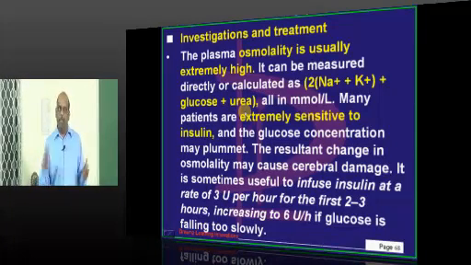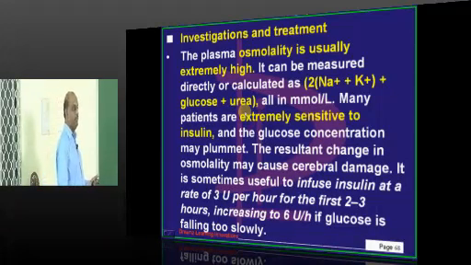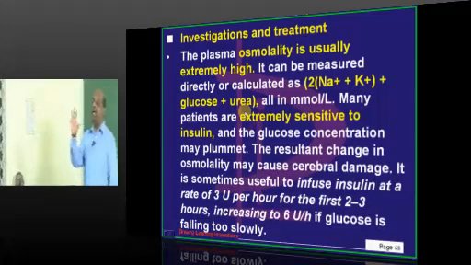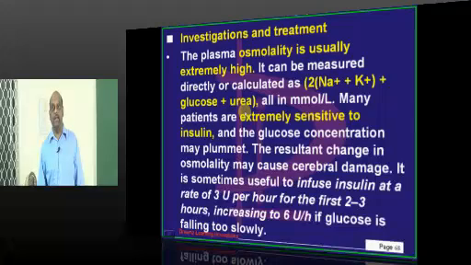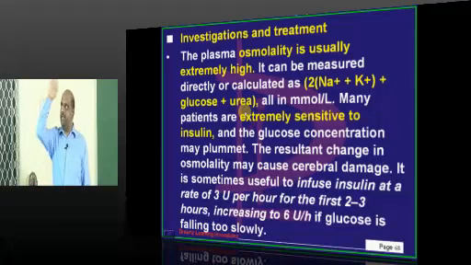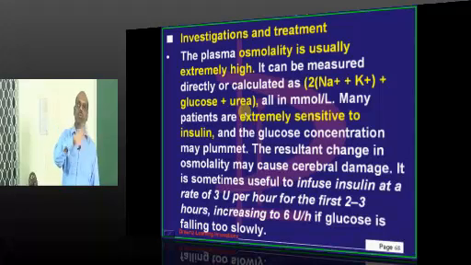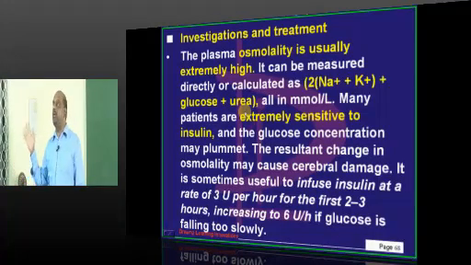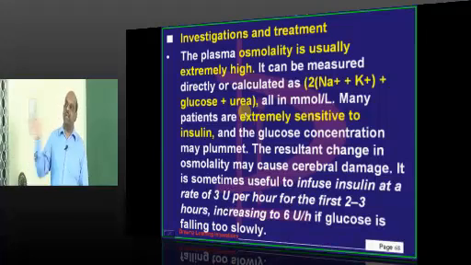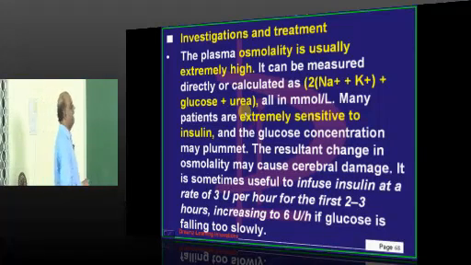And in these people, if you initiate insulin, there is a drastic fall of the glucose levels, as they are very, very insulin sensitive. That is the reason: don't be too aggressive in lowering the glucose levels in a patient with hyperosmolar hyperglycemic state. If there is a drastic fall of the glucose, suddenly the fluid will move from the CSF into the brain, and such sudden changes can lead to cerebral damage, which can be dangerous.